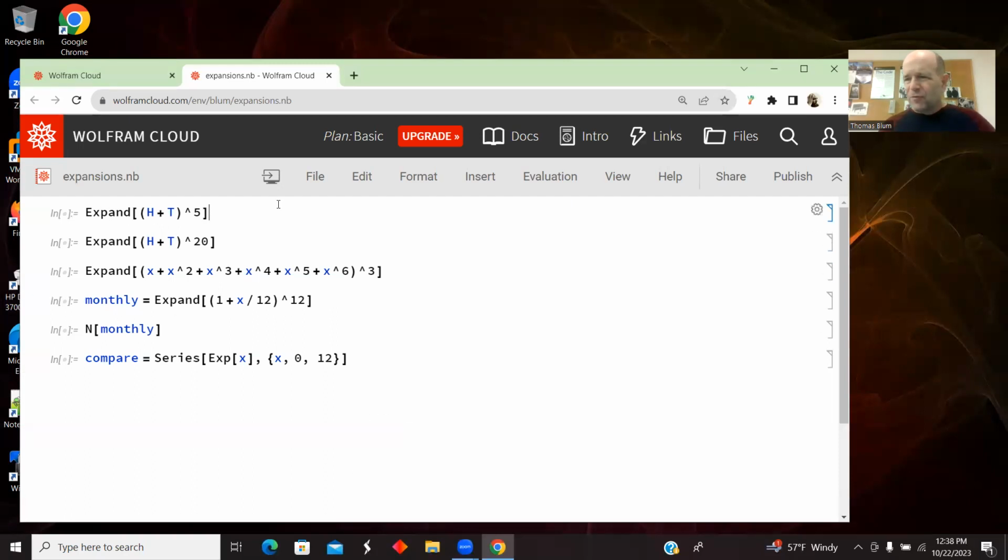I've typed some things out so you don't have to watch me type. The one thing about Wolfram Mathematica as compared to a lot of other things, say Excel or R or what have you, is that it can work symbolically. So I can work with variable names. In my first example, H and T correspond to heads and tails. And I've asked Wolfram to expand for me the quantity H plus T raised to the fifth.